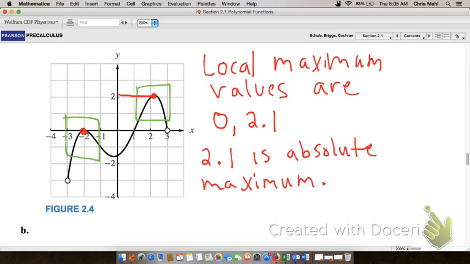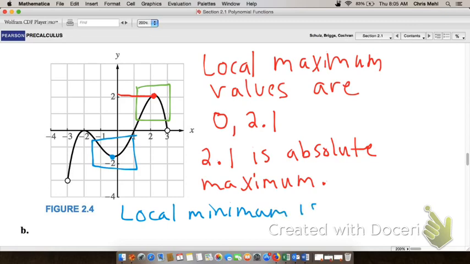For the local minimum value, let me erase part of my piece over here. Here's a part of the graph I could zoom in on, and if I zoomed in on just that little piece, we would have a local minimum value. The y coordinate of this point is about negative 1.5, so the local minimum is approximately negative 1.5.